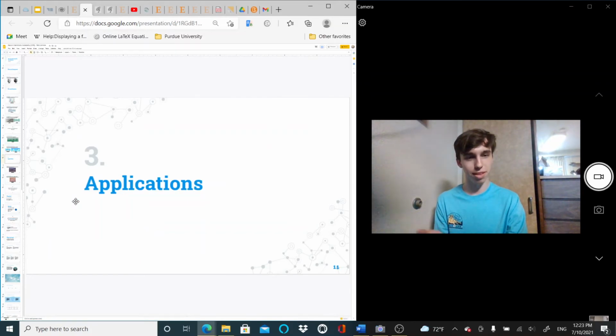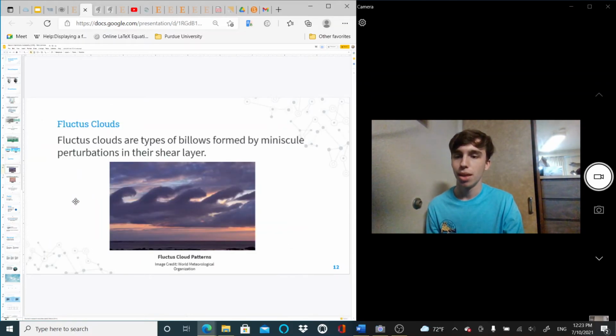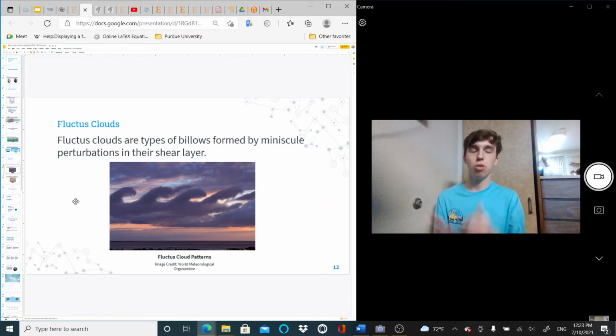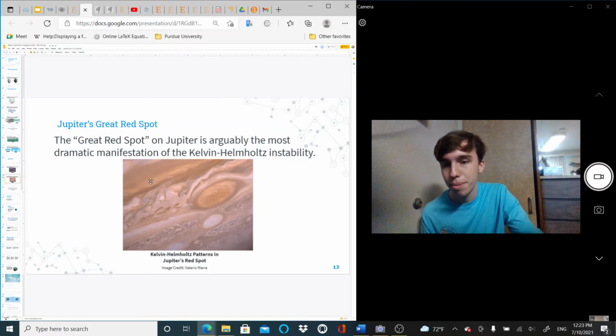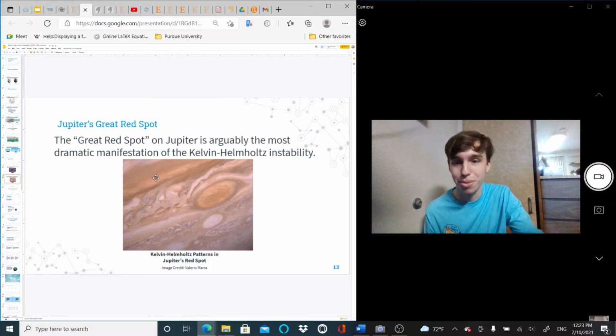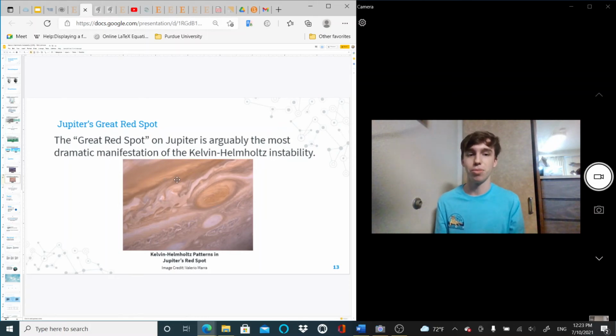So what are some examples of this now that we know what it is? Well, according to a 2014 article by research associate Valero Mara, fluctus clouds are types of billows, and these Kelvin-Helmholtz patterns occur because the cloud interacts with the air surrounding it and moves to an area of lower pressure, as mentioned earlier. And then Jupiter's Great Red Spot is one of the biggest, if not the biggest manifestation of this, as seen by the patterns here. This is actually twice the size of Earth, by the way, which is really fascinating. So it just gives you a sense of how large this actually is and where this instability surfaces.